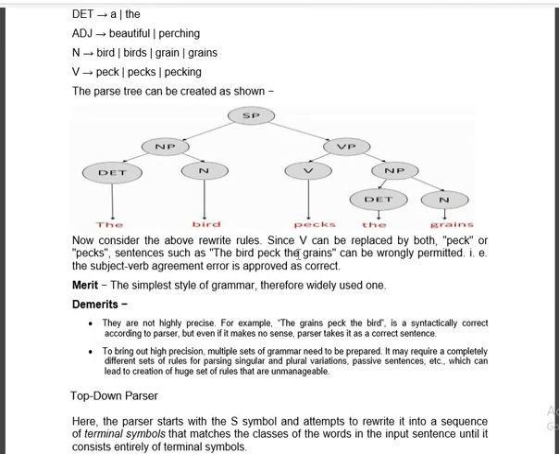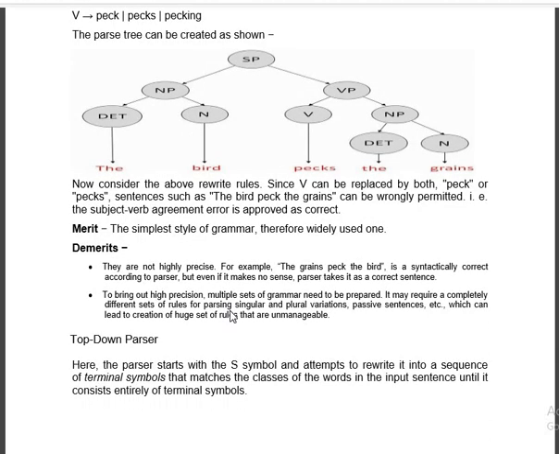Now consider the above rule. Since the verb can be replaced with both pick or picks, the sentence "the bird pick the grains" can be wrongly formulated in some cases. So this context-free grammar also helps us design the style of a sentence, or of any grammar, so that it can be easily understood.